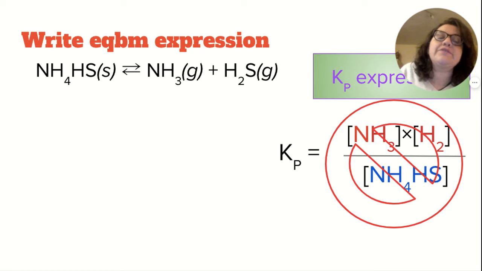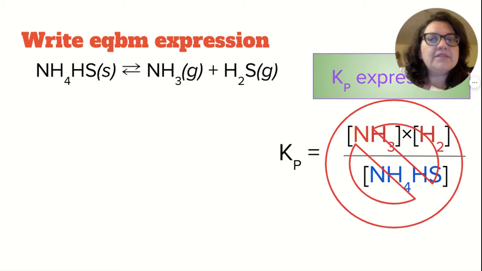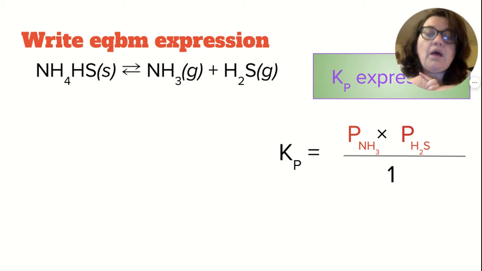Kp is written differently. It is partial pressures. Square brackets mean molarity. It is, in fact, the partial pressure of NH3 times the partial pressure of H2S over 1. So we mentioned that at the beginning, oh, look, it's a solid. Make sure you don't put it into Kp. It does not go into the K. So when there is a solid or a pure liquid, we ignore it completely in the equilibrium expression.